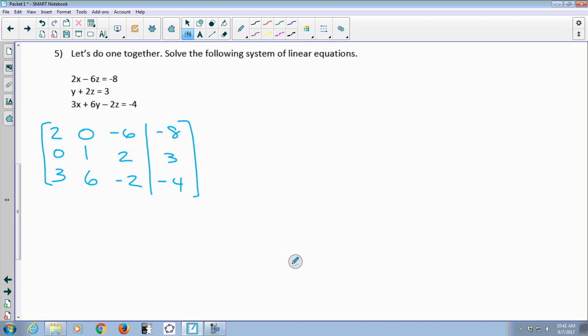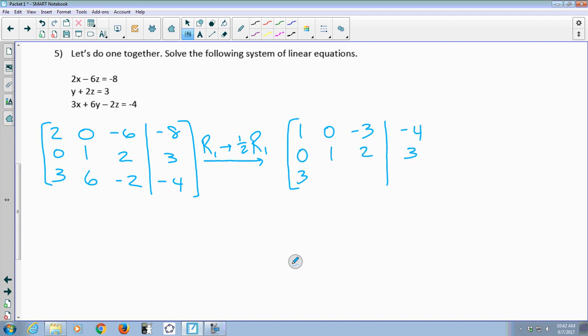Okay, so I'm going to do the forward phase, the part that we learned last class. So my first goal is to have a 1 in the upper left. So I could scale that whole row, right? I could divide that whole row by 2, multiply it by 1/2, same thing. So row 1 is going to become 1/2 row 1. That's my first step. So I have 1, 0, -3, -4. And then the other 2 rows stay exactly the same. 0, 1, 2, 3, 3, 6, -2, -4. Done.